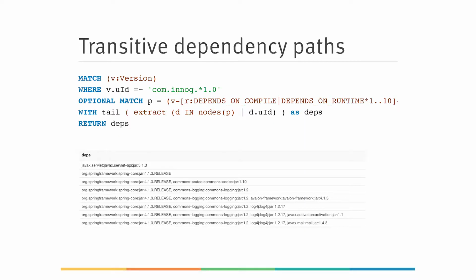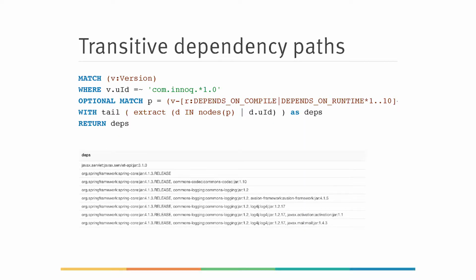Then we perform an optional match and go down the relations that are labeled depends on compile or depends on runtime. These are the scopes of the Maven build model, and we bind all these dependencies we find here to the variable other. And then we make the distinct on it, because a lot of dependencies will occur on a lot of paths we have here, and then we return the dependency IDs.